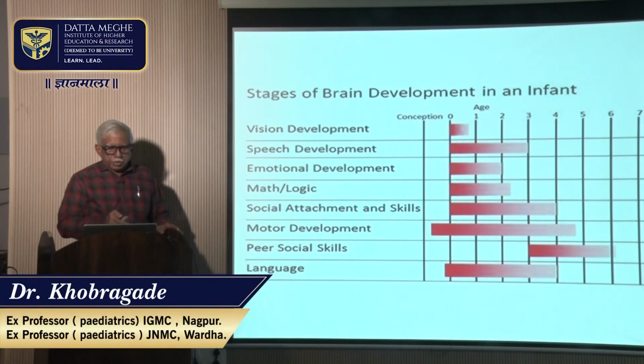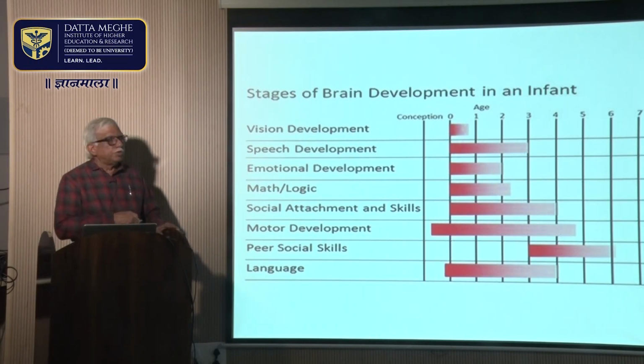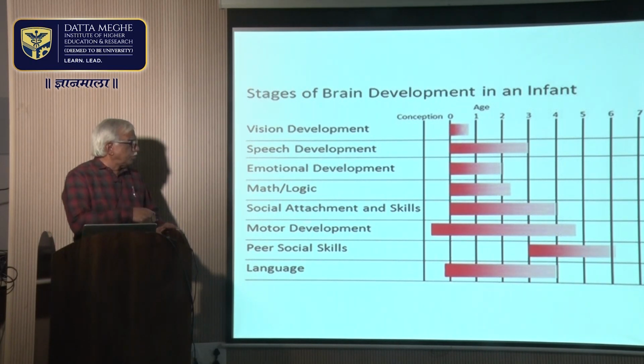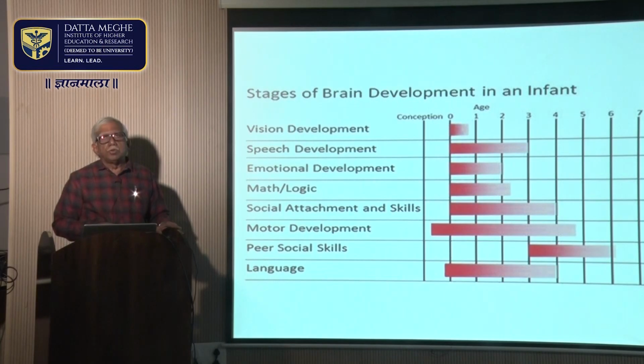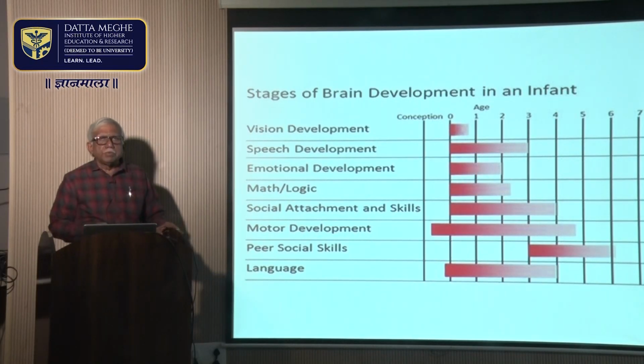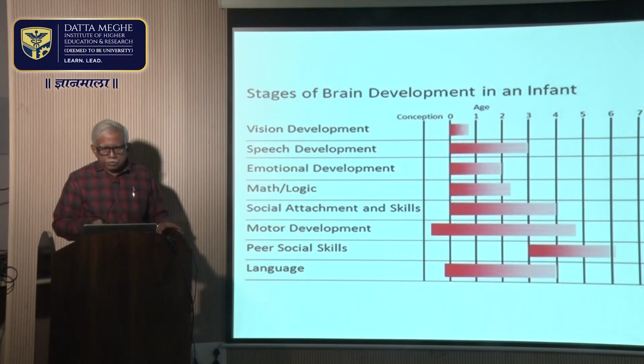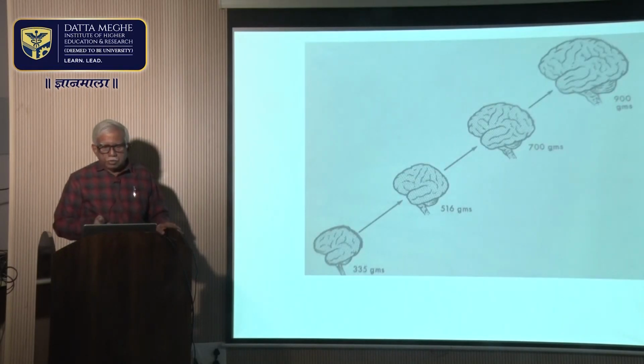This is again shown graphically in this particular slide. The vision has a priority, then the speech development, then the emotional development, then the logical system, that means the cognitive functions, are developing, and social attachment and skills are also developing. First and foremost, the milestone the child shows is the motor milestones. He develops an increased flexor tone in the full term baby, and peer social skills, that means the relationship with the peer age groups, the friends, and then last but not the least the language. So, these are the various domains of development which the child has achieved.